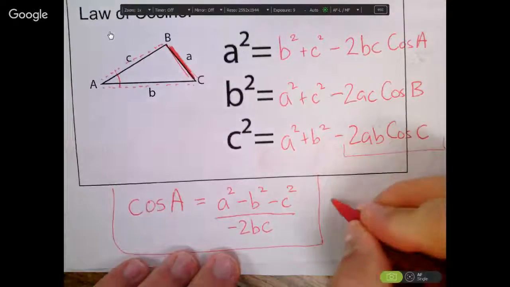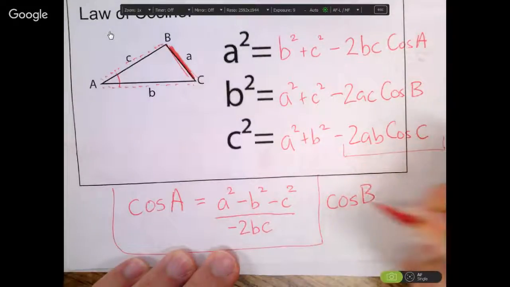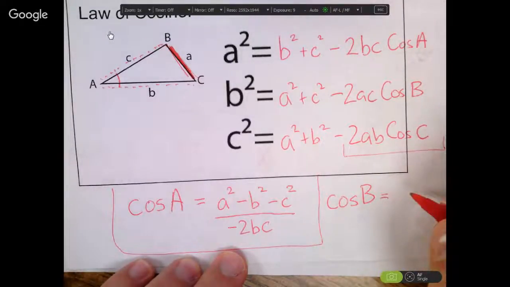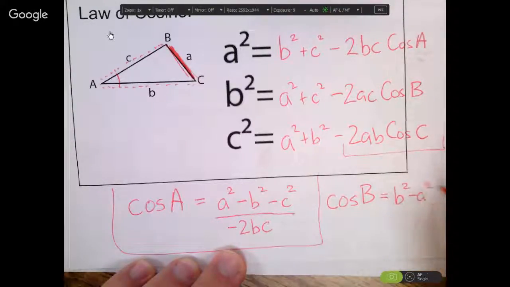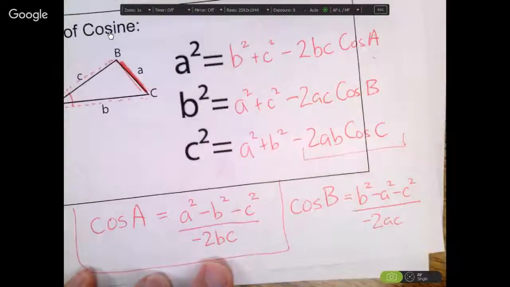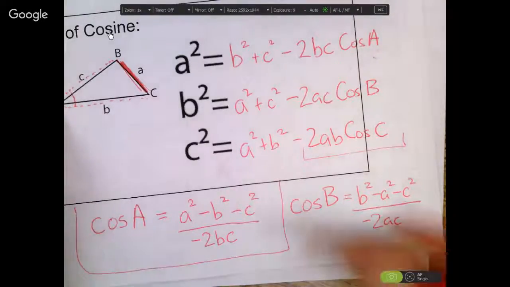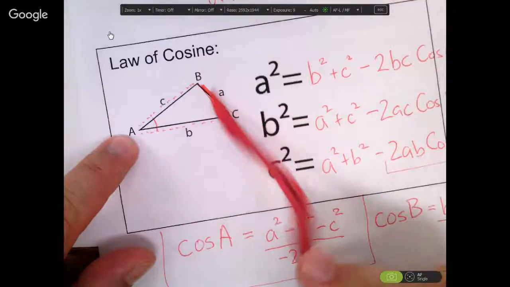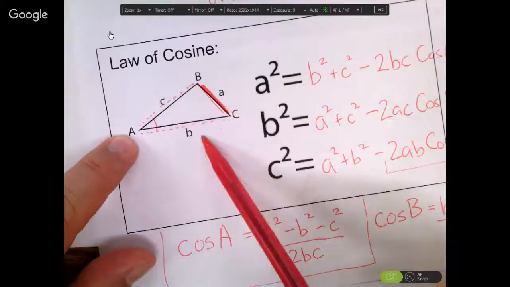So if I wanted to write this for cosine of B, angle B, it would be what? Cosine of B equals B squared minus A squared minus C squared over negative 2AC. Yep. And basically the drawing would be the same. So the cosine of A equals this thing squared minus this squared divided by negative 2 of this and that.